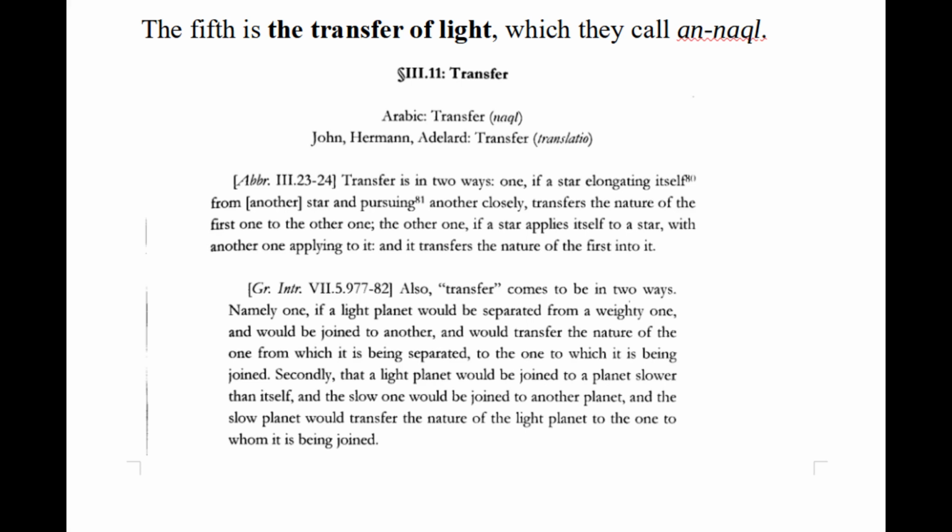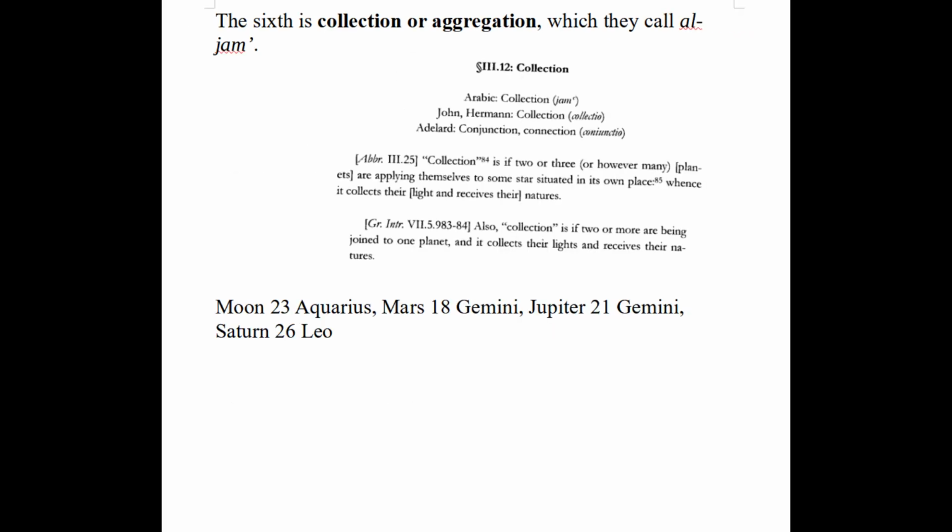It comes to be 2 ways. A light planet would be separated from a weighty one and would be joined to another, and would transfer the nature of one from which it is being separated to the one to which it is being joined. Okay, so that's basically what we already looked at. And then aggregation or collection, that's if 2 or 3 planets are applying themselves to some star situated in its own place. Okay, now that's a different thing altogether. Whereas if 2 or more are being joined to one planet and it collects their lights and receives their nature. Remember, join just means any aspect. It doesn't mean conjunction.